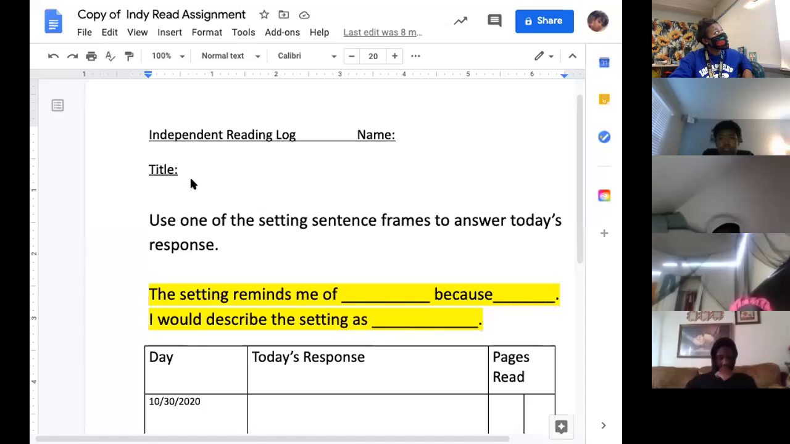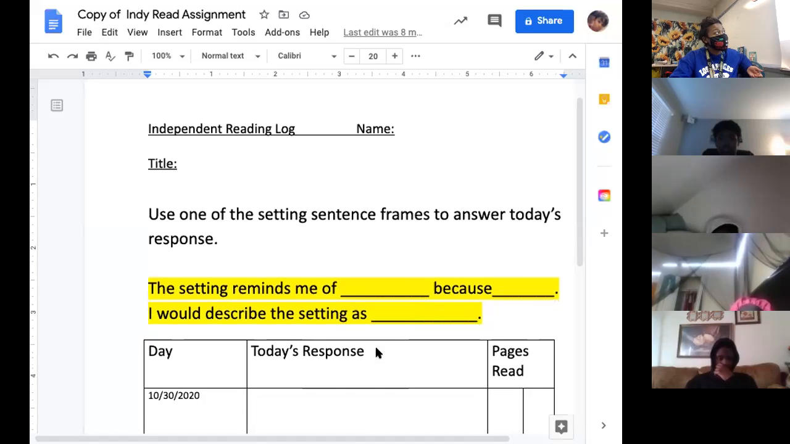All right, this is important. I need to know the title of your book. And then you're going to use one of the setting sentence starters for today's response. So you can either say the setting reminds me of the haunted house I went to last year because it had some of the same rides or something like that. Or you can say, I would describe the setting as, and give me a description, okay? Based off what you've read, think about the images that the words gave you. Where did it take place? What time of the day? What were some of the things that they explained were in the background?